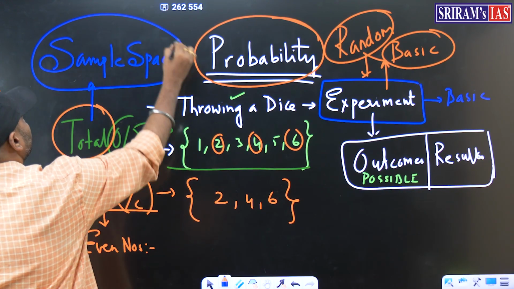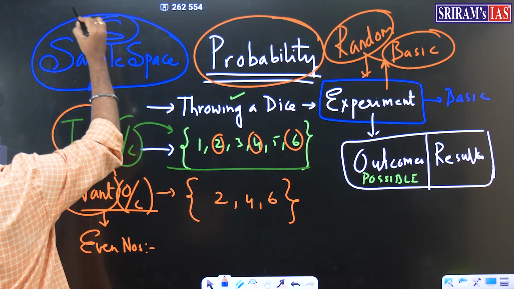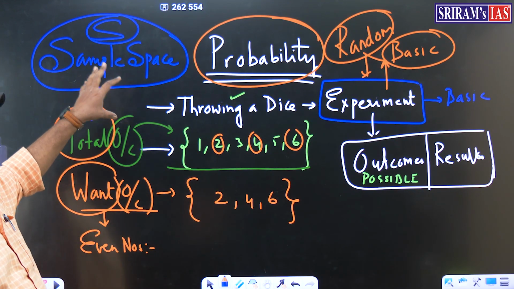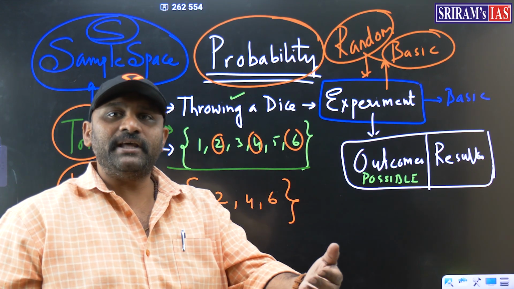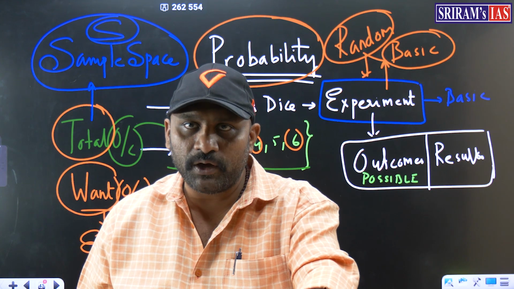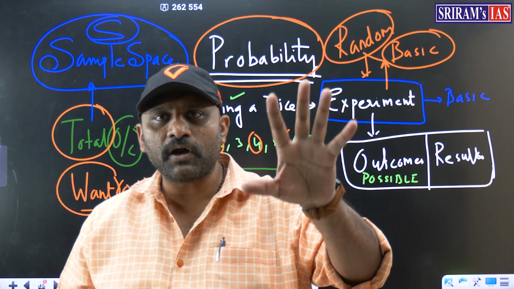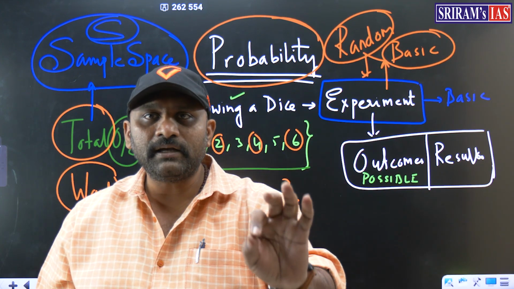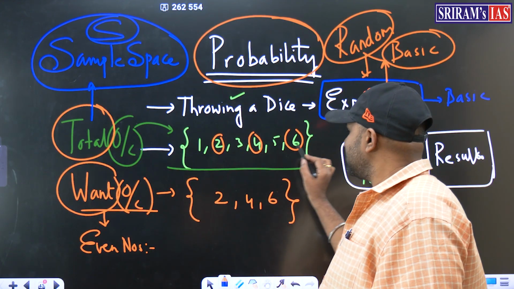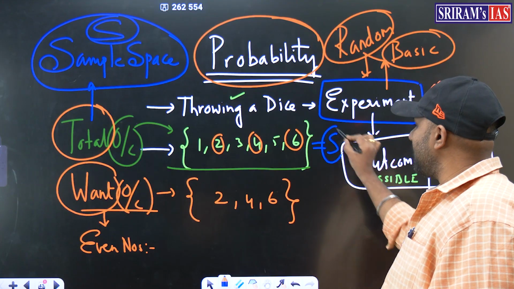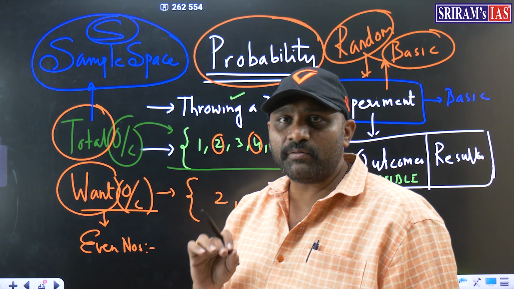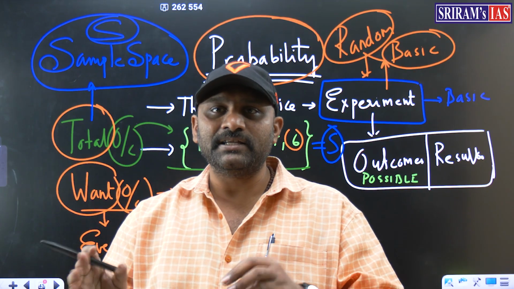Sample space, which is usually represented by S, is nothing but, after performing the experiment, all the possible outcomes based on the experiment. What are all the different outcomes I am getting, that is called the sample space. So in this case, 1, 2, 3, 4, 5, 6 becomes the sample space, or sample set as it is also called.